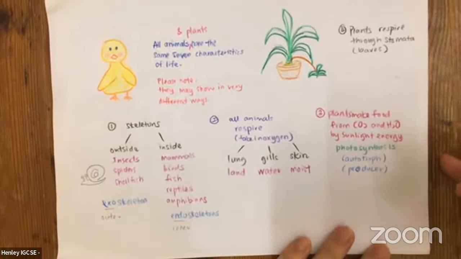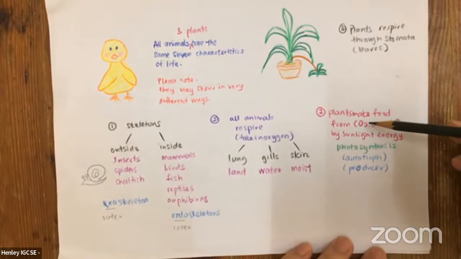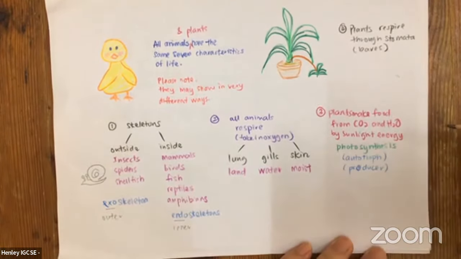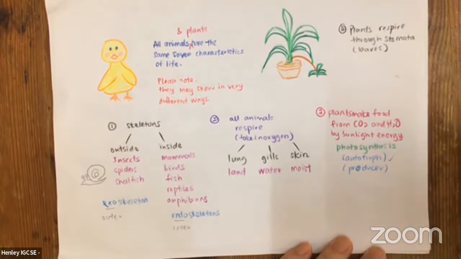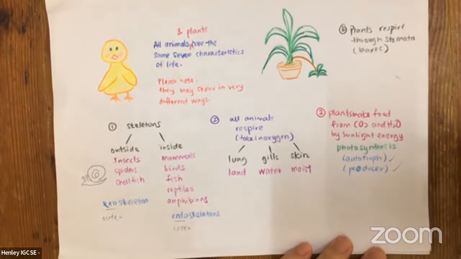Number three, there are some differences. A plant makes food from carbon dioxide and water by sunlight energy, through photosynthesis, which we call autotroph, and the plant is the producer, the primary producer.